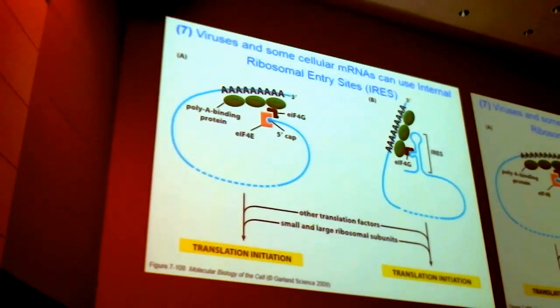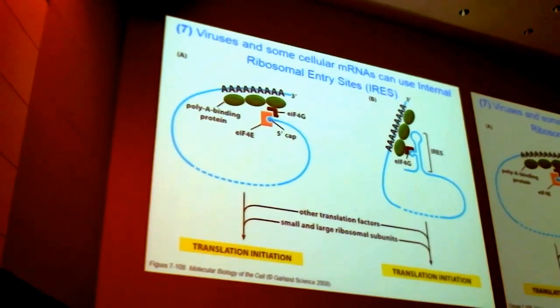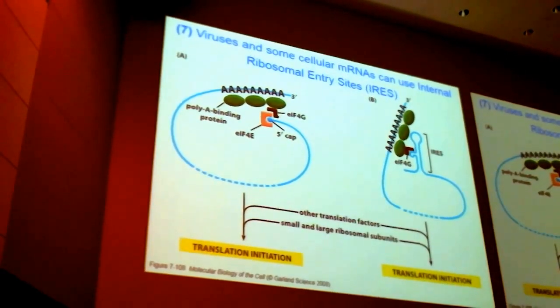And the translation happens not on linear RNAs, and this is from a few lectures ago, where you know that if you look at translating RNA, it's really kind of a circle. There are proteins that bind the poly A tail on the mRNA, and there are proteins that bind the 5' cap, and they interact with each other, as shown here.